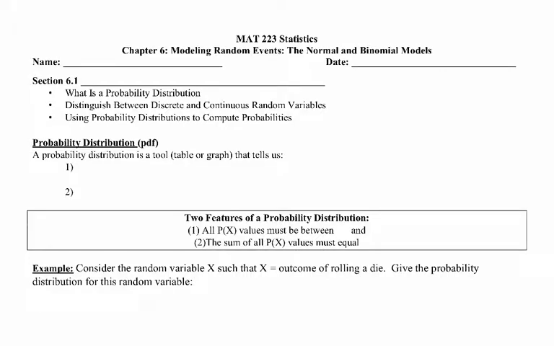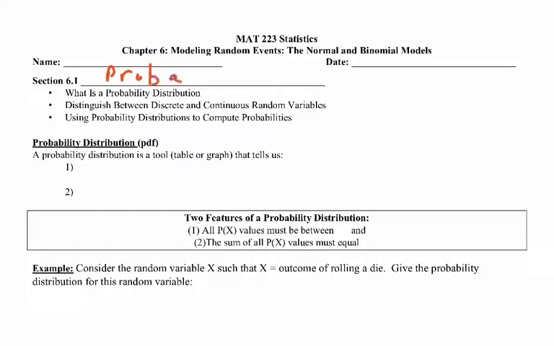We're going to start our discussion of Chapter 6 with this lesson. And Chapter 6 is all about modeling events, and so looking at probabilities, and we're going to get into something called the normal distribution in the next section. But in this section, we just kind of want to get our feet wet with what we mean by modeling a random event. And the way we model those events is by using something called a probability distribution.